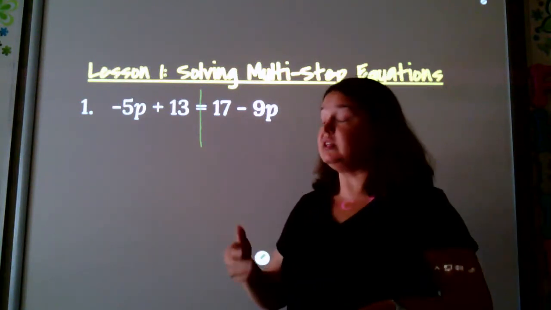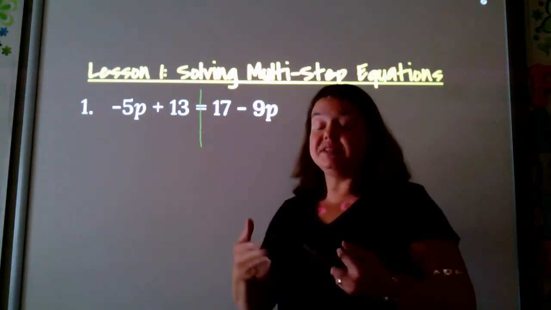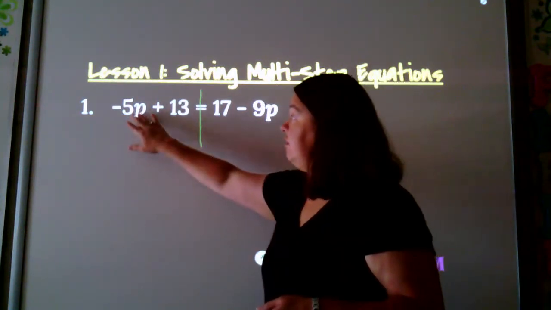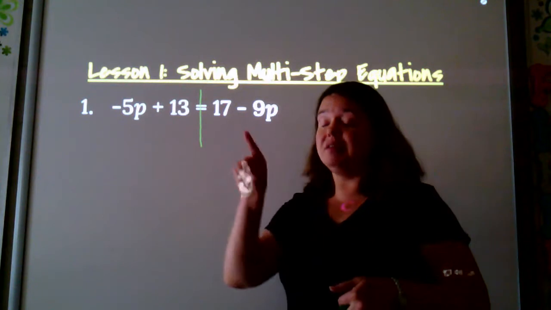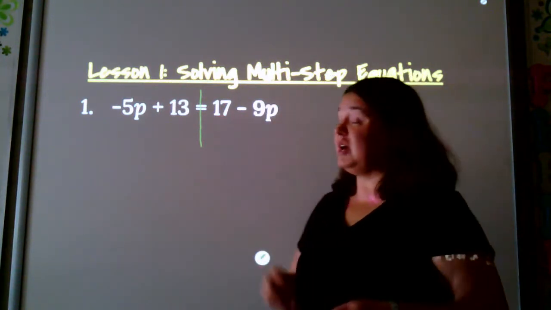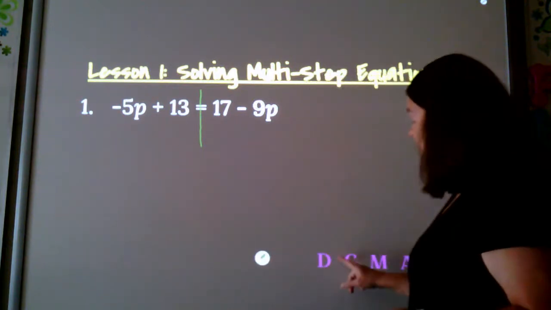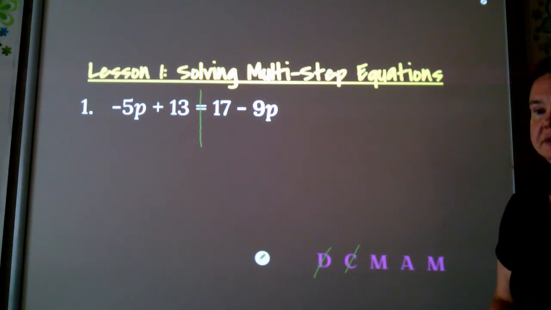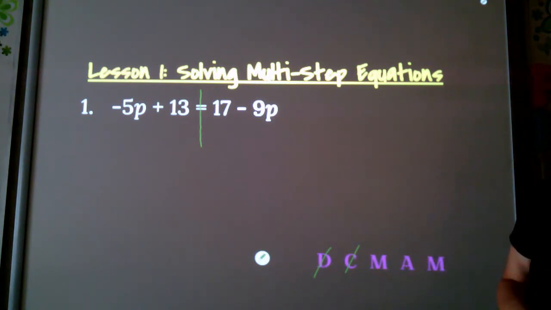So I'm looking for like terms, like two things that have the same variable, or two constants, two things that are just numbers. Here I have a variable and a constant. Can't add them together, not like terms. Here I have a constant and a variable. Can't subtract them, not like terms. So I can't do distributive property, can't do combine like terms. So now I'm on to, can I move the variable?